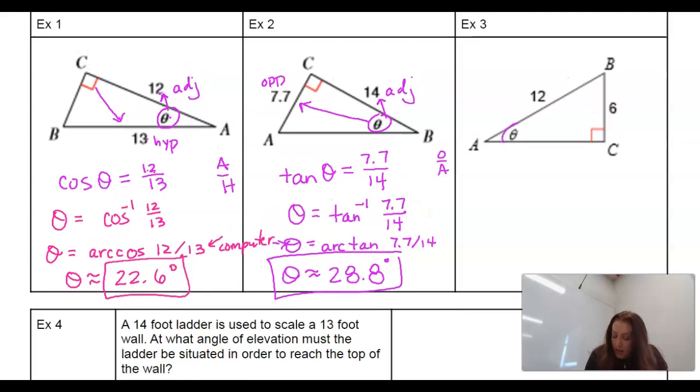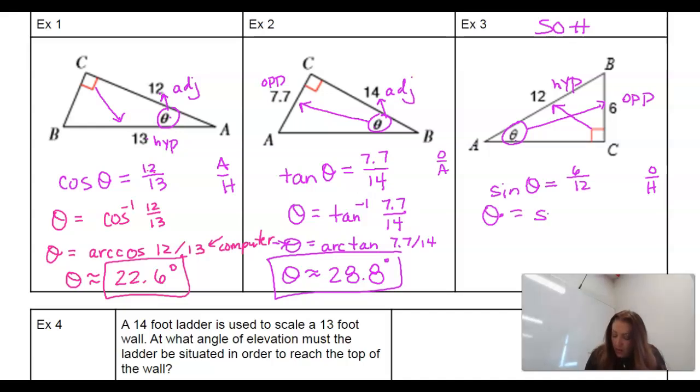So example number 3, here's our angle at the bottom. And so this side is opposite, and this side is opposite the right angle, so that's hypotenuse. So which trig ratio uses opposite and hypotenuse? Well, that's sine. So sine of our angle is opposite over hypotenuse. Once again, to get this alone, we do inverse sine of 6 over 12.